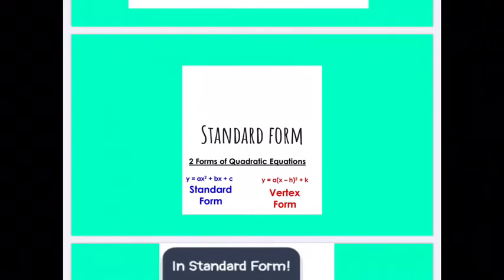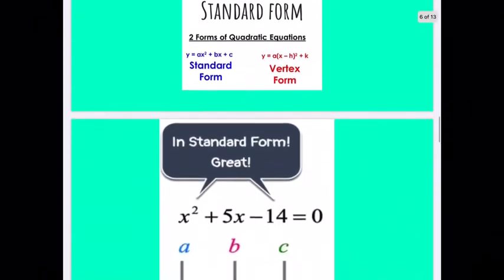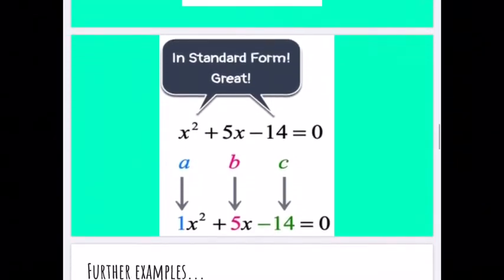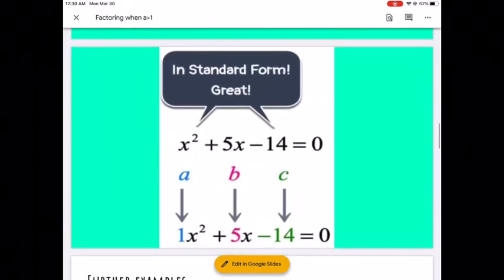When we're writing in standard form, it's important that you know what A, B, and C are. So in this example here, we have x squared plus 5x minus 14. In this case, A would be 1. Remember, there's an imaginary 1 in front of the variable. B would be 5, and C would be -14. It's helpful to identify these so that you know what the relationship is with the numbers.